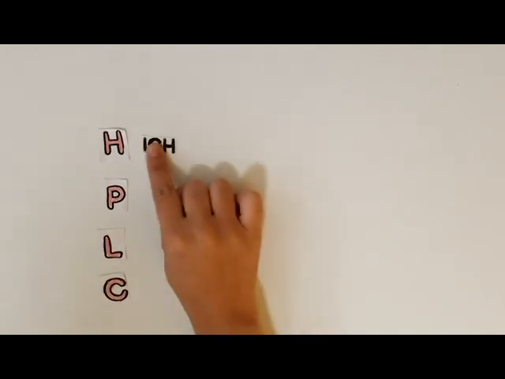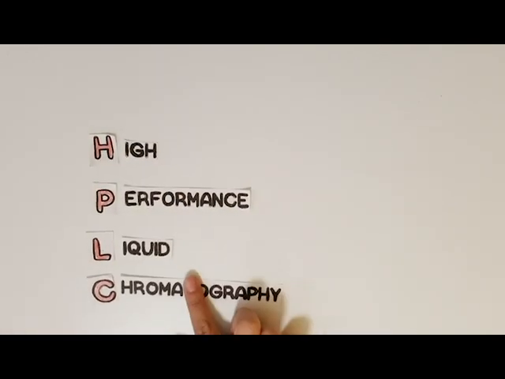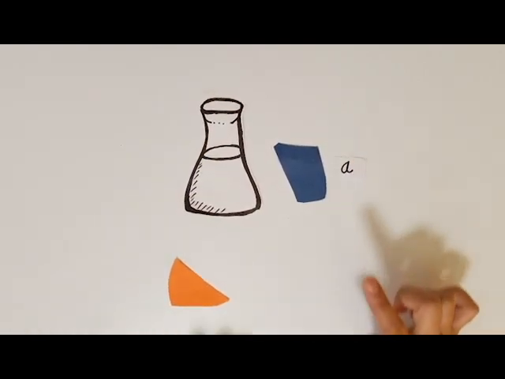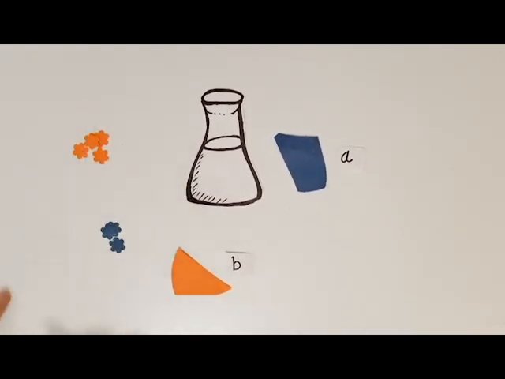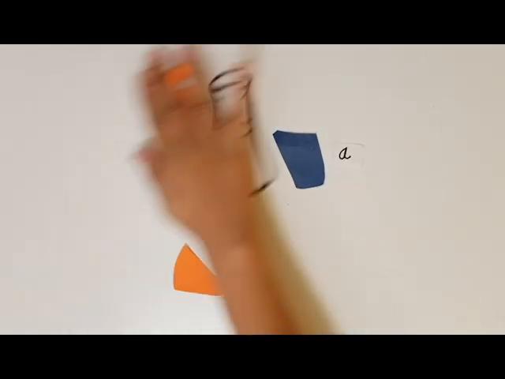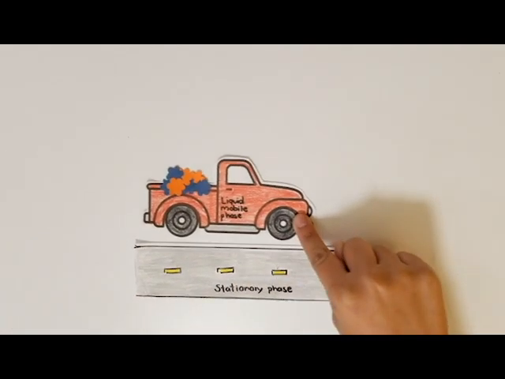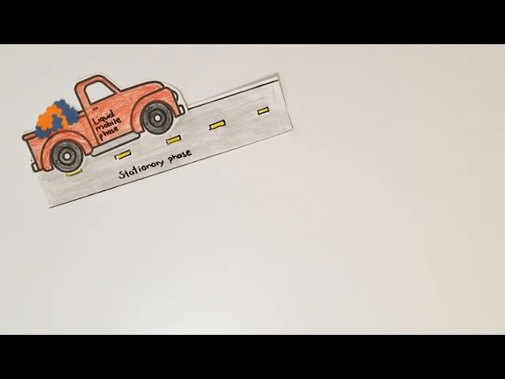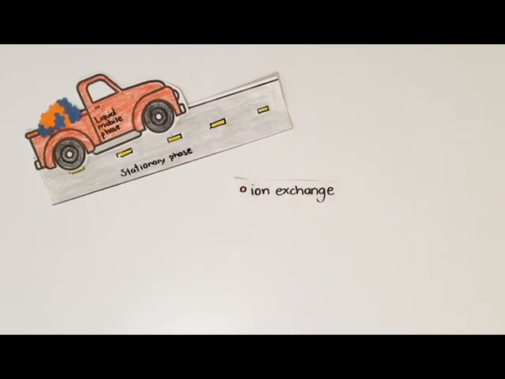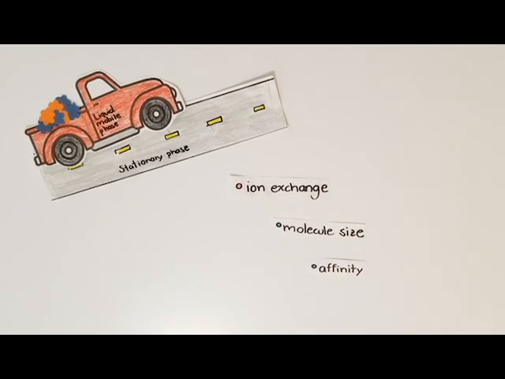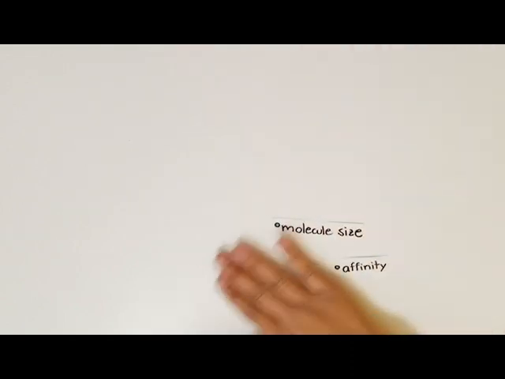HPLC stands for High Performance Liquid Chromatography. This is a technique used to separate, identify, and quantify compounds from a mixture. This technique is based on the use of two phases, stationary and mobile phase, and the different physicochemical characteristics between them. The types of separation mechanisms are classified according to characteristics such as ion exchange, molecule size, affinity, and polarity.